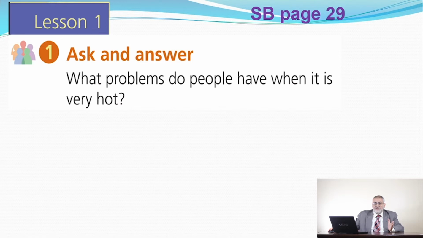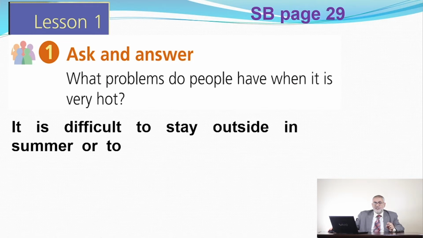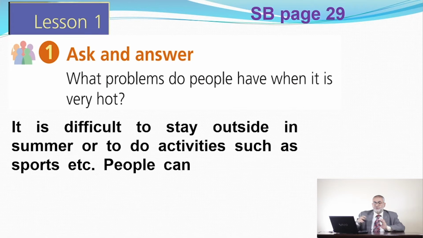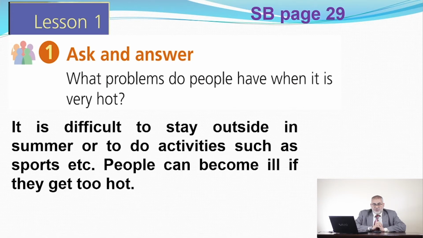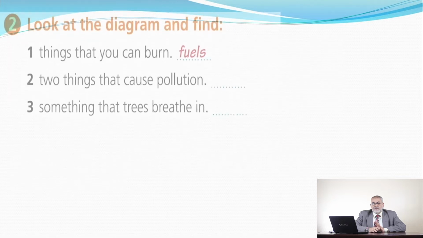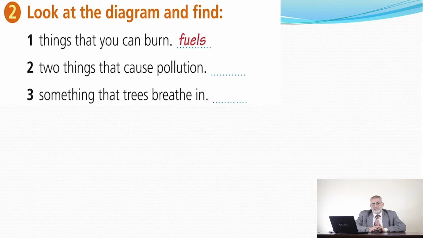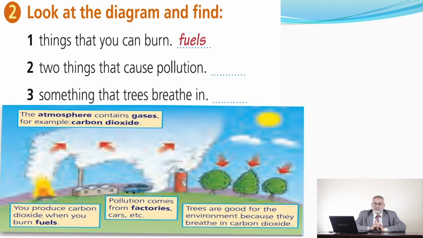What do you think? The problems that can face us when the temperature is very high can be like this. It is difficult to stay outside in summer or to do activities such as sports, etc. People can become ill if they get too hot. Look at this diagram and find the words that mean this. Number 1, things that you can burn. Things أشياء يمكن أن تحرقها.